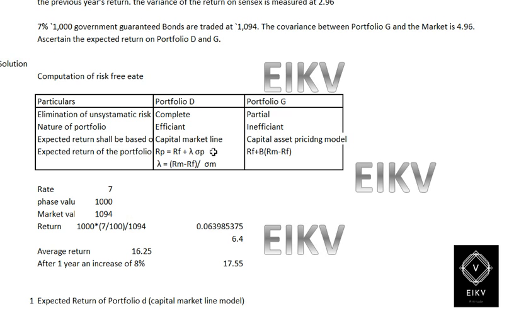So the formula for capital market line would be RP equals RF plus lambda into standard deviation of P. The formula for computation of lambda would be RM minus RF divided by standard deviation of M. So first we need to multiply it with the standard deviation of the security, and here we need to divide it with the standard deviation of the market. And the formula for the capital asset pricing model would be RF plus beta into RM minus RF. So in both formulas RF, which is the risk-free return, is common, and RM, the return of the market, is also common.